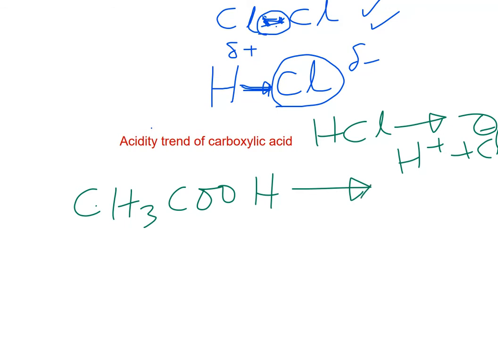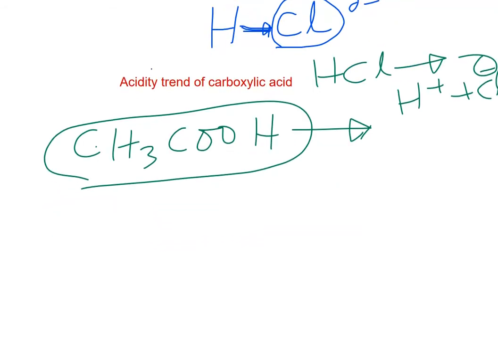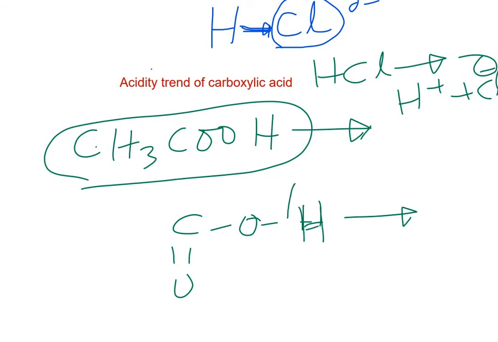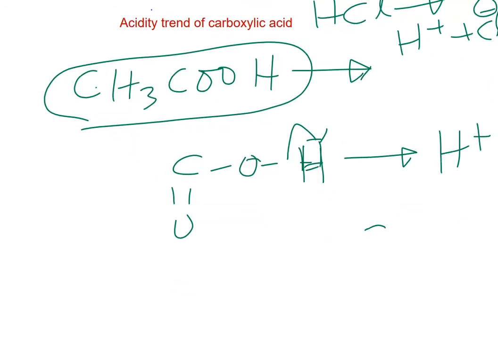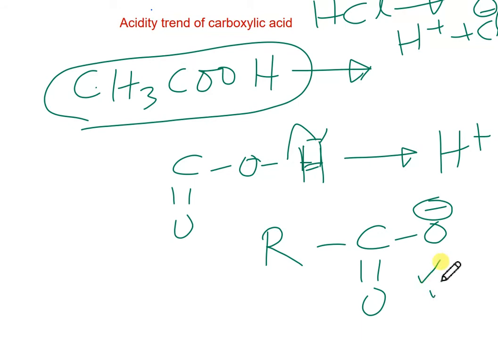Now carboxylic acid is a weak acid. This is an organic acid. So it also has an H which it can remove, which it can give as an H plus ion. So the remaining ion is called the carboxylate ion. This is, we can say CH3, or we can make it a general alkyl group. This is called the carboxylate ion, and this is H plus. So this is the acid. Now we compare the acidity.